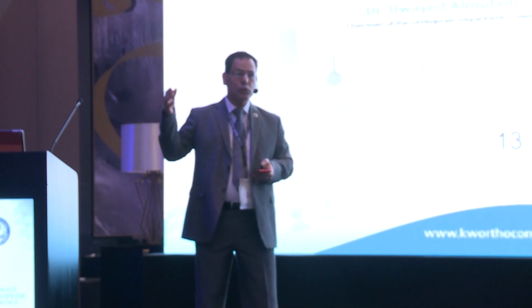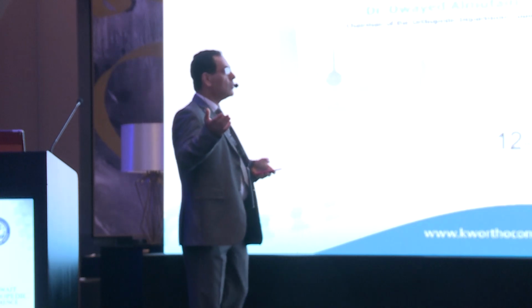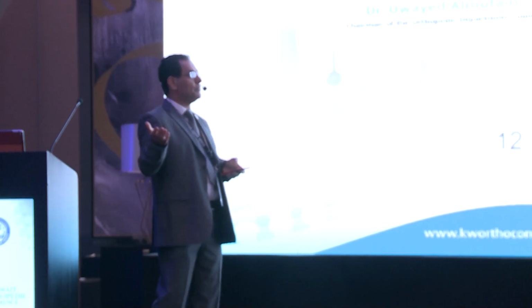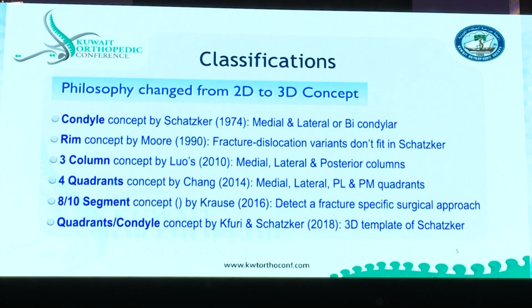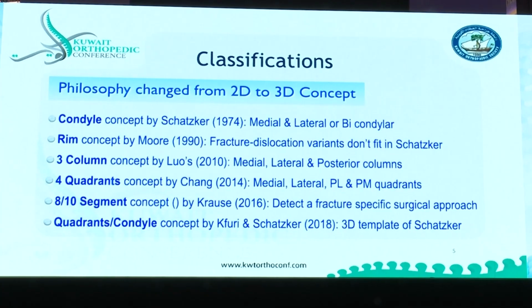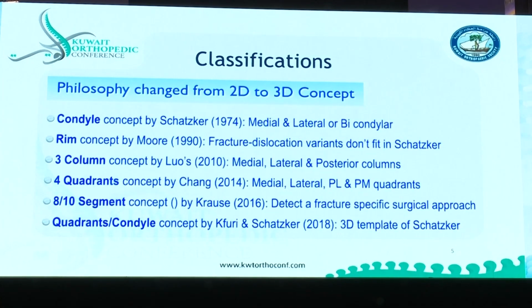The journey of philosophy changed from 2D to 3D. Schatzker started what's called the condyle concept, mainly dependent on medial condyle, lateral condyle, bicondylar with shaft. Then came the rim concept, concentrating on fracture dislocation and also fractures more proximal, more juxta-articular. Then the new three-column concept, then the quadrant concept, and the most recent one is the segment concept, and we'll go into detail through this segment concept. And lastly, Schatzker with his team modified the classification into what's called the quadrant condyle concept by Kfuri.